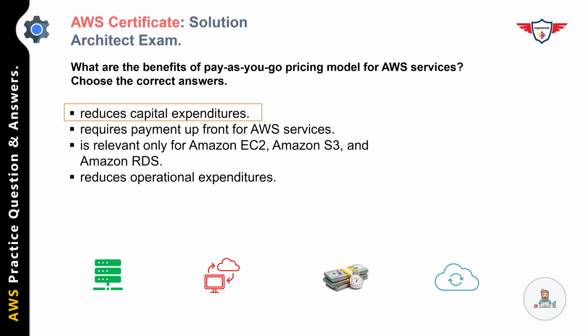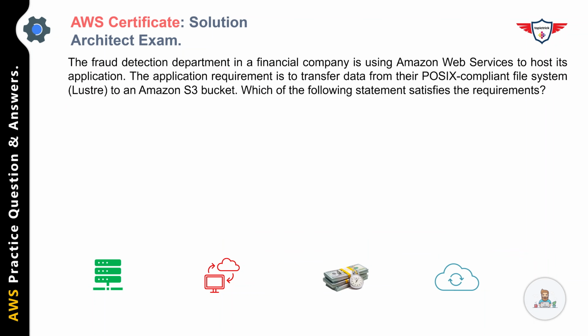The fraud detection department in a financial company is using Amazon Web Services to host its application. The application requirement is to transfer data from their POSIX compliant file system, Lustre, to an Amazon S3 bucket. Which of the following statements satisfy the requirements?